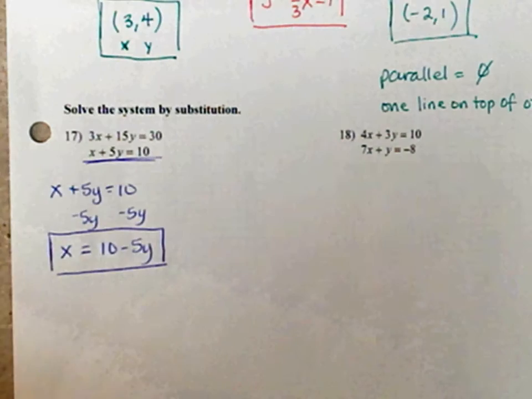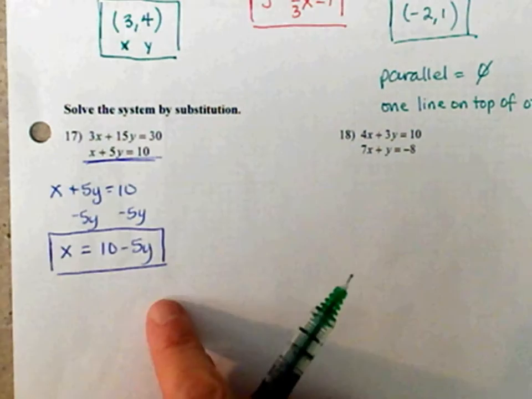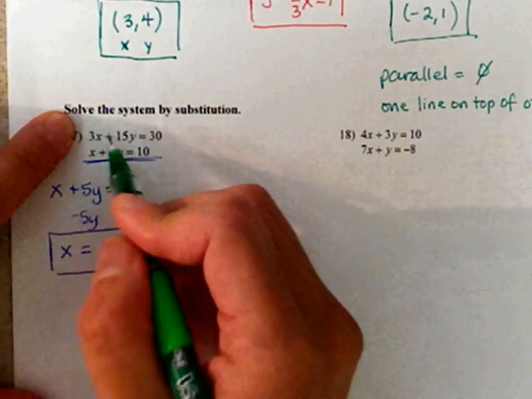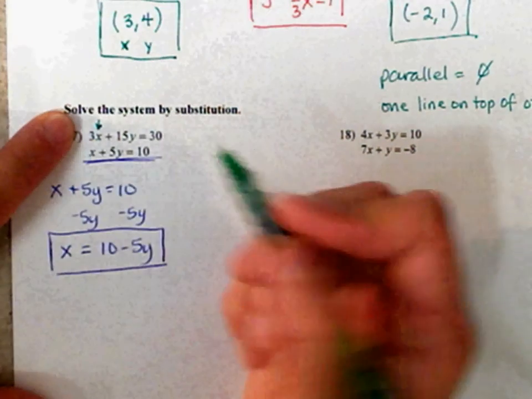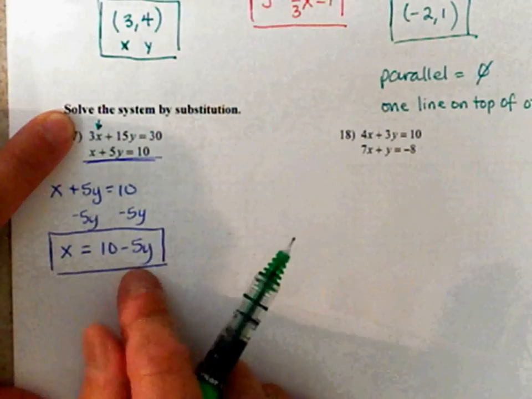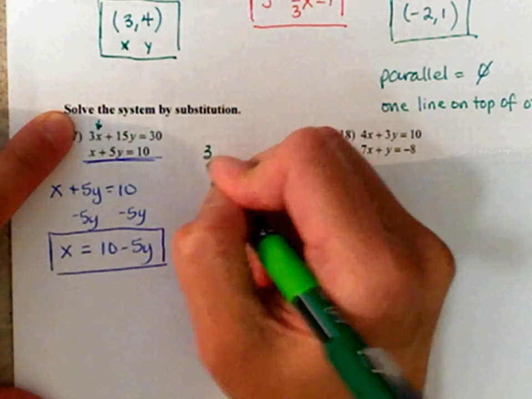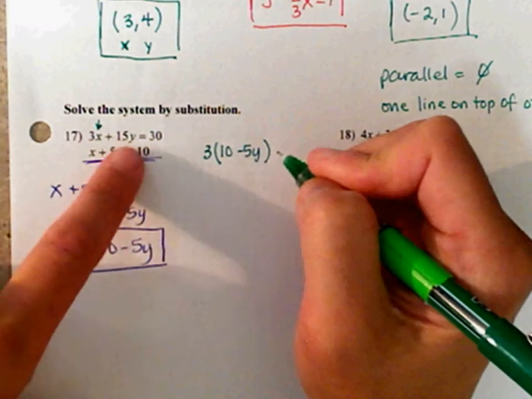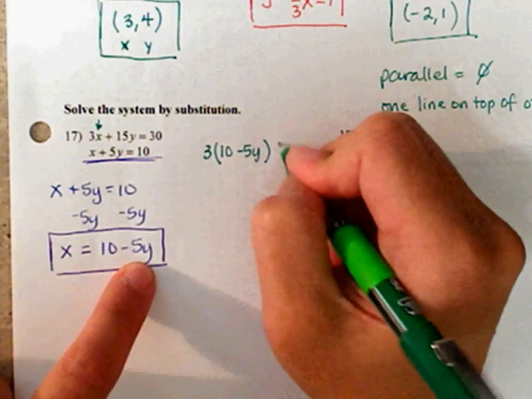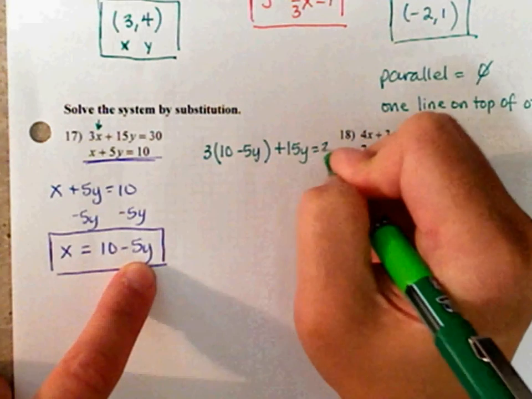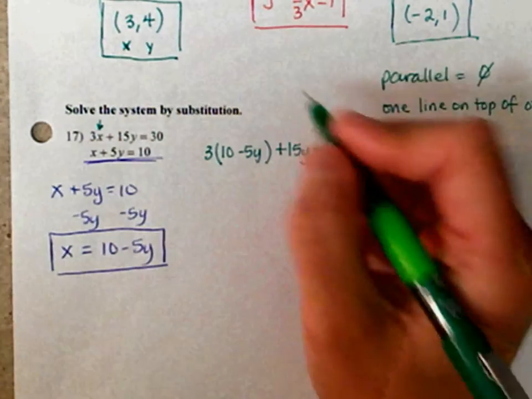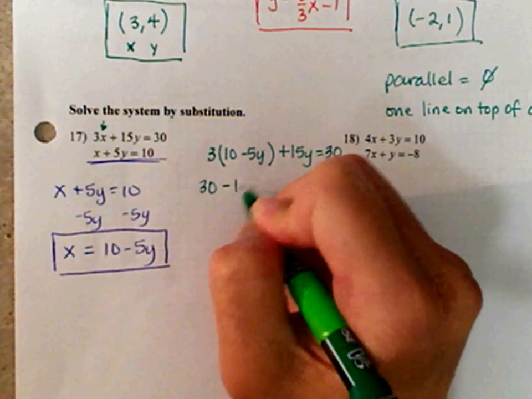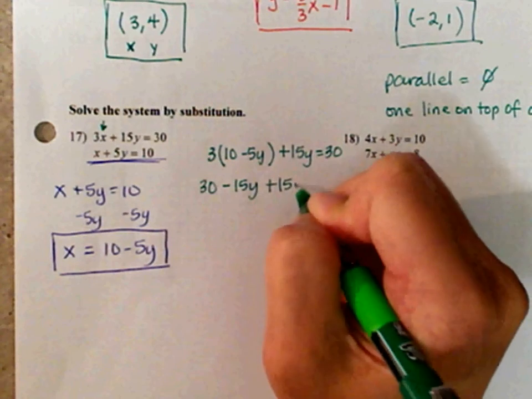Okay? Now, next part. Go back to your other one. I'm going to replace this x right here with this equation. So you have 3 times, what is your x? 10 minus 5y. The reason you want to do that is you want them to have the same variable. Plus 15y is equal to 30. Solve for y. 3 times 10 is 30. 3 times negative 5y is negative 15y. Plus 15y is equal to 30.